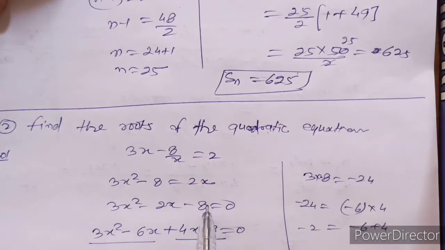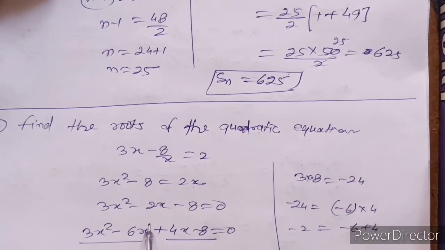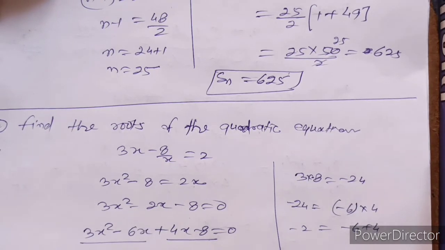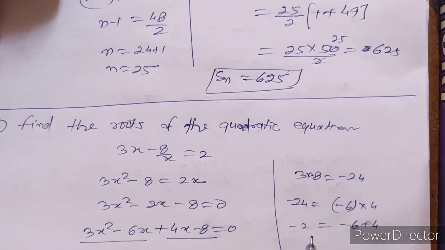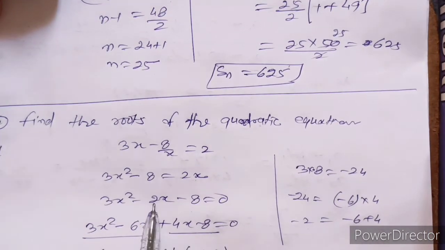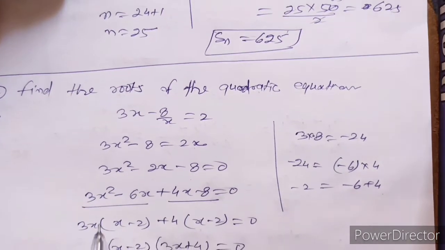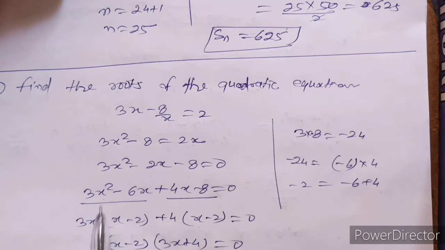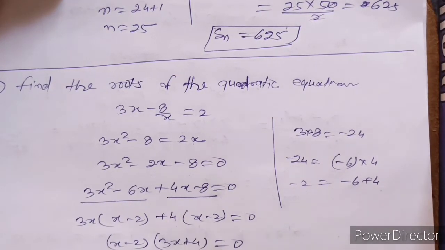We factorize: 3 into 8 is 24 and factorize 24 such that the summation is minus 2. So minus 6 plus 4. Minus 6 plus 4 is equals to minus 2, and 6 into 4 is 24. We can write the minus 2x as minus 6x plus 4x and make a pair of 2 2, and so get 3x is the common, so x minus 2. In here the 4 is also common in both terms.